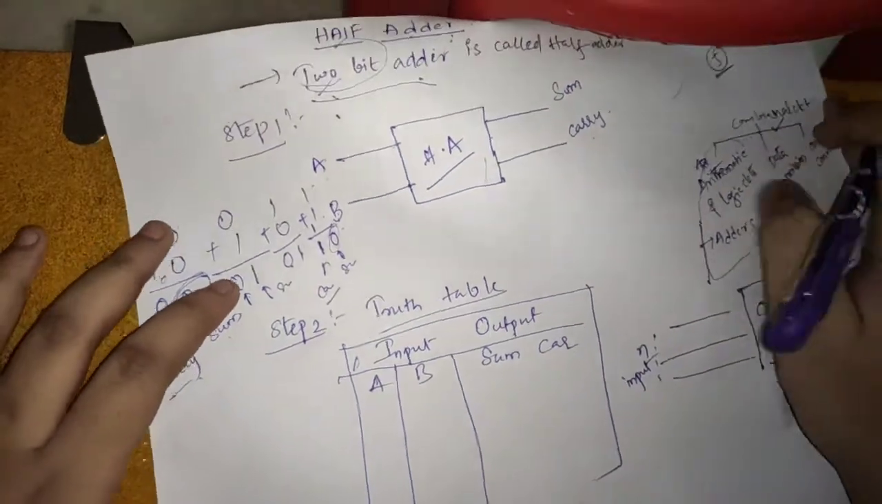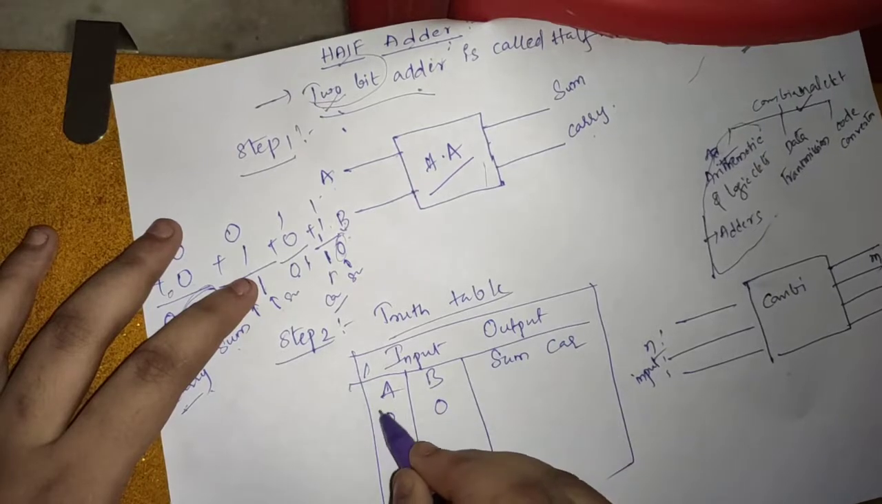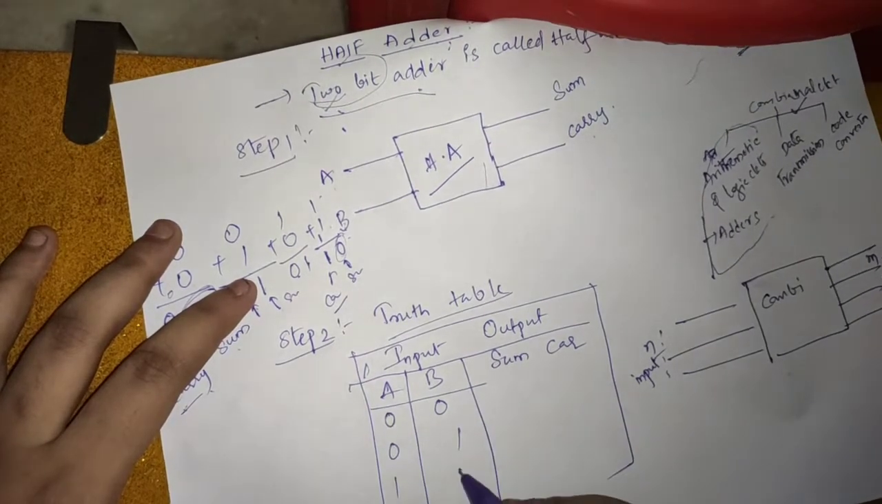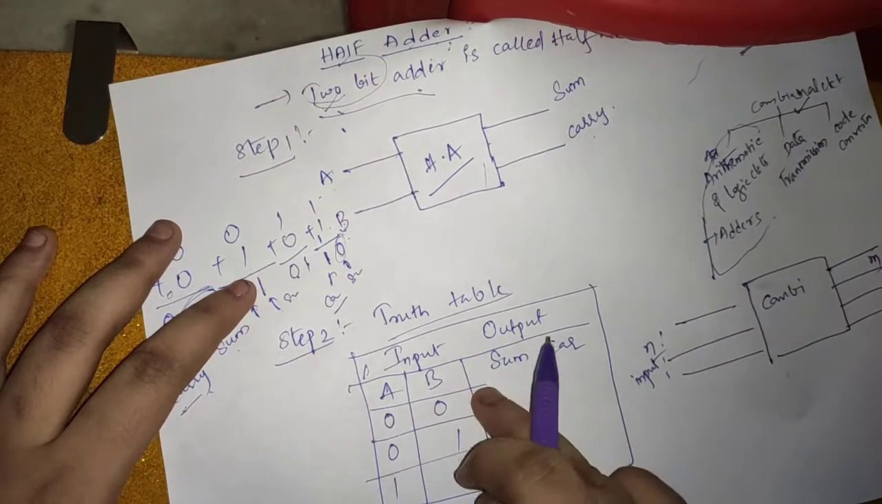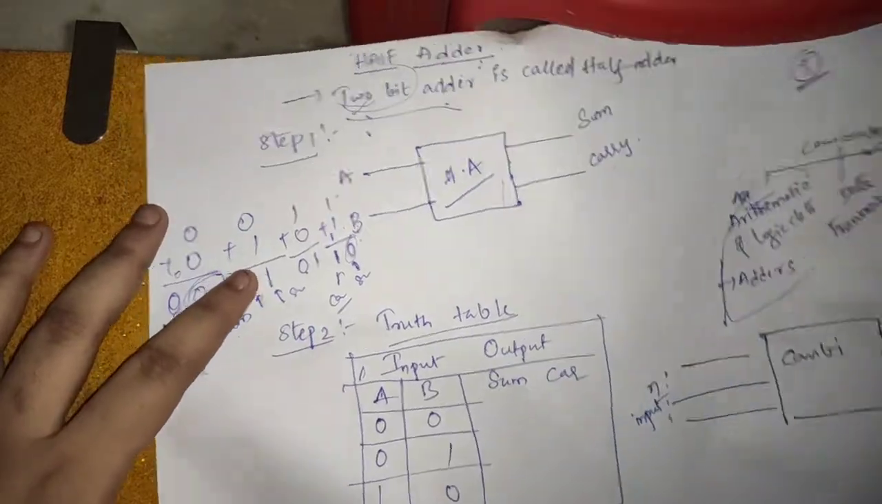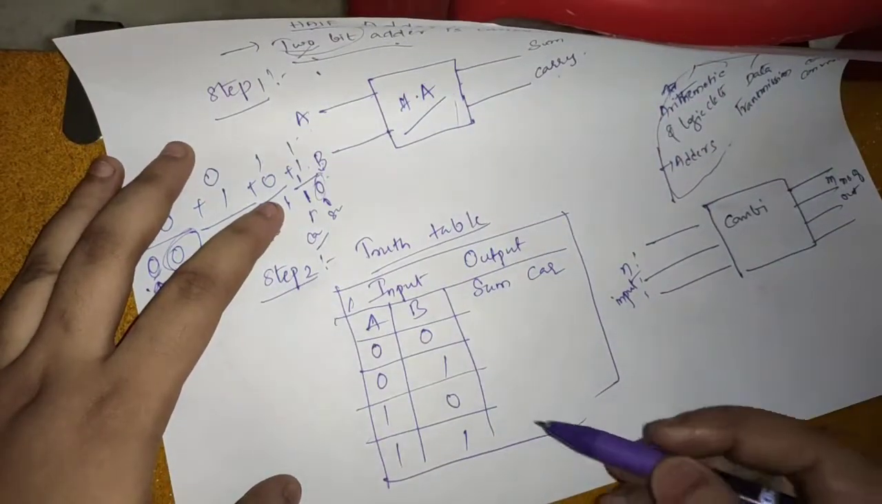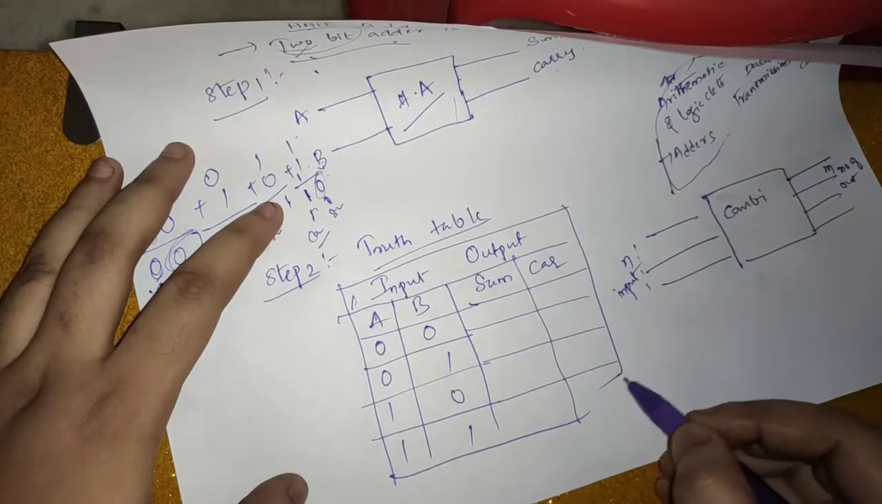Here the truth table has nothing but, if A is 0 and B is 0, write the combinations of A and B. 0 0, 0 1, 1 0 and 1 1. Yes or no? Two 2-bit combinations of 4, that is 0 0, 0 1, 1 0 and 1 1. So what is the sum and carry for these inputs?